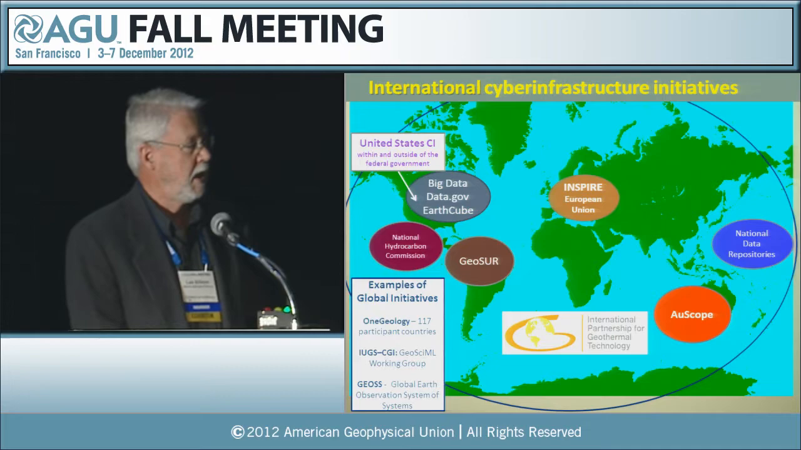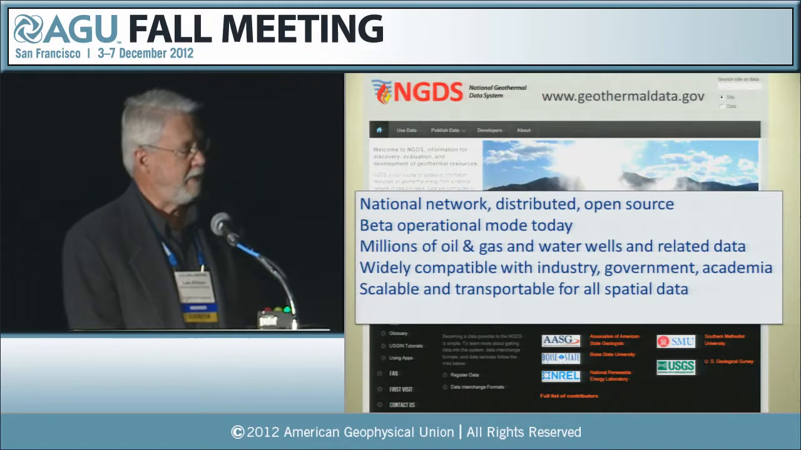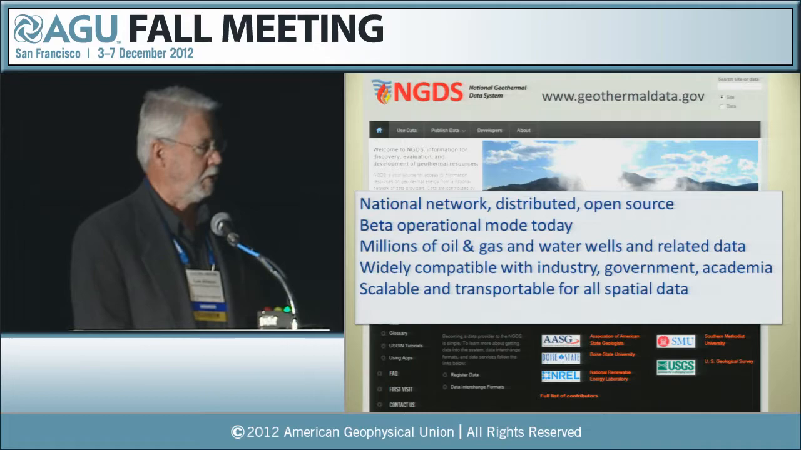And then national data repositories. 30 different countries have national data repositories, and we've been talking about how we integrate their data systems with our data systems. Everyone's converging, moving towards a similar platform, similar approach. So where we stand today, we've got a national network. It's operational. It's open source. It's distributed. It can grow.